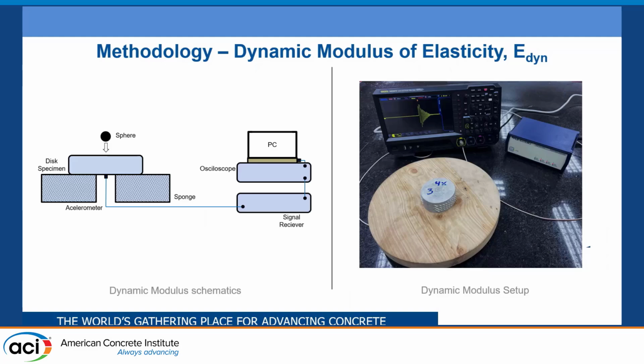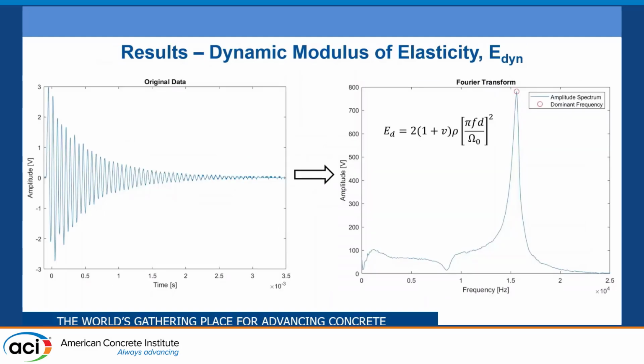The test consists of dropping a sphere onto the disc. The disc is going to vibrate. To capture the vibrations, we're going to attach an accelerometer at the bottom, and the accelerometer is going to send the signal to the computer. Here we have the schematics, and we also have the setup that we used in our laboratory.